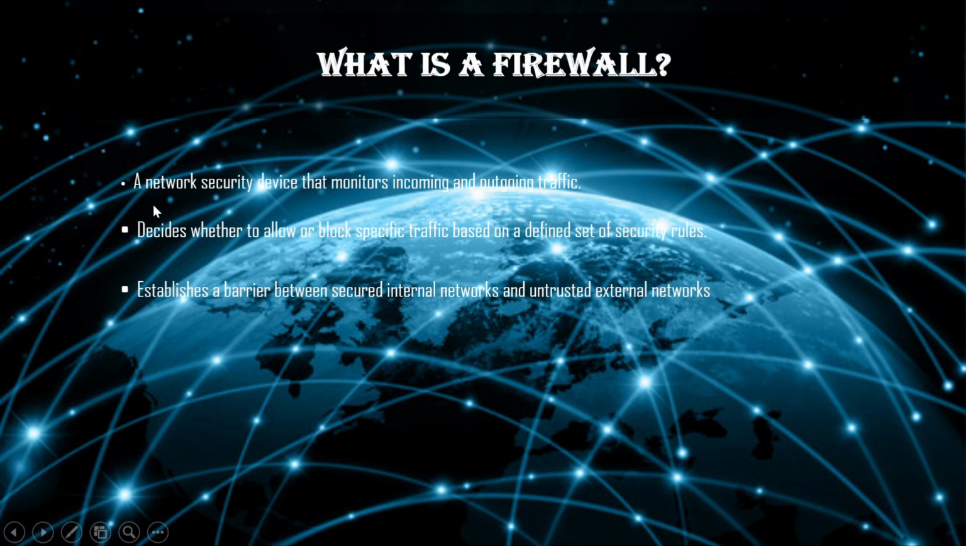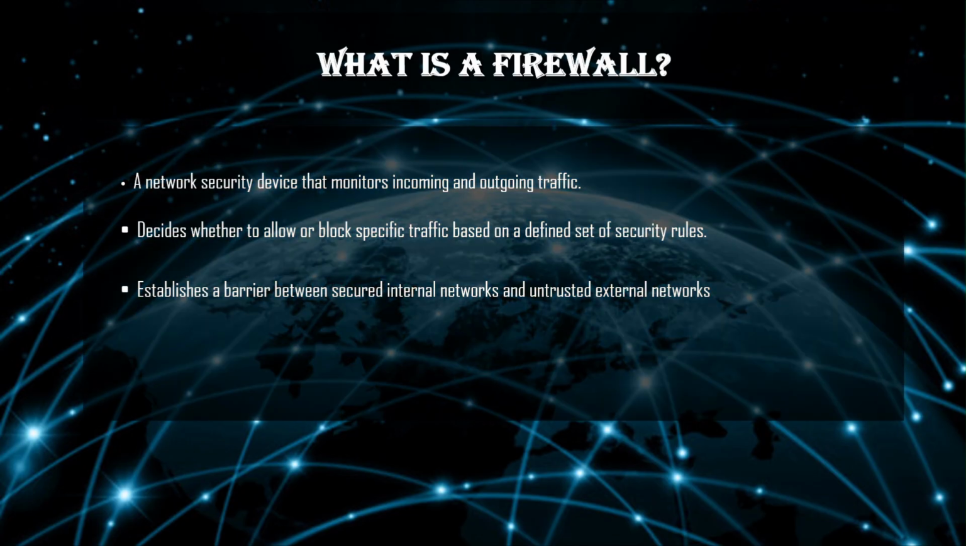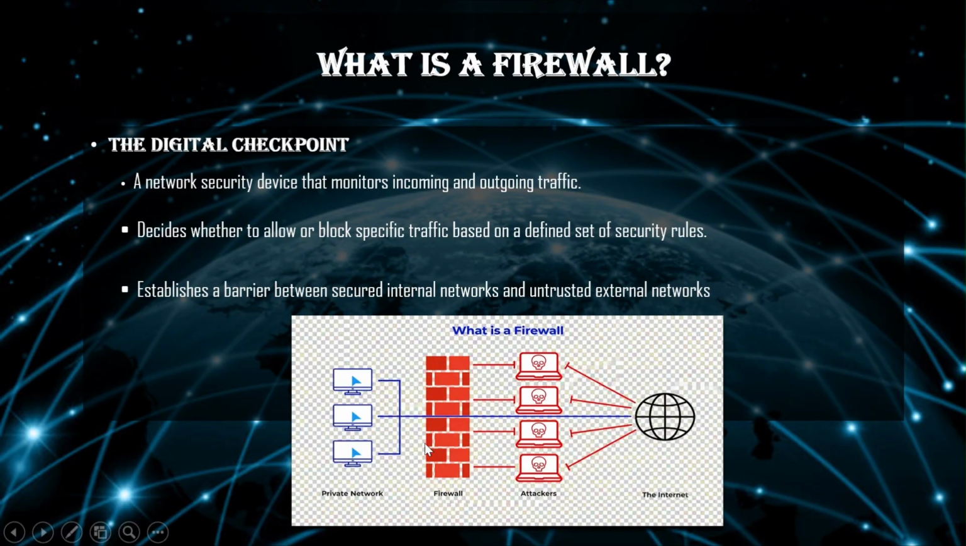A firewall is a network security device that monitors incoming and outgoing traffic and decides whether to allow or block traffic based on a defined set of security rules. It establishes a barrier between a secured internal network and an untrusted external network. As you can see in this image, this is the private network, and the internet is the external network. The firewall stands between the private network and the internet, from where attackers continuously try to attack the internal network, but the firewall acts as a wall against those attackers.